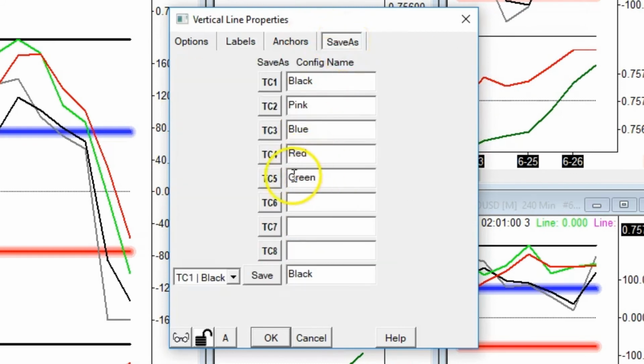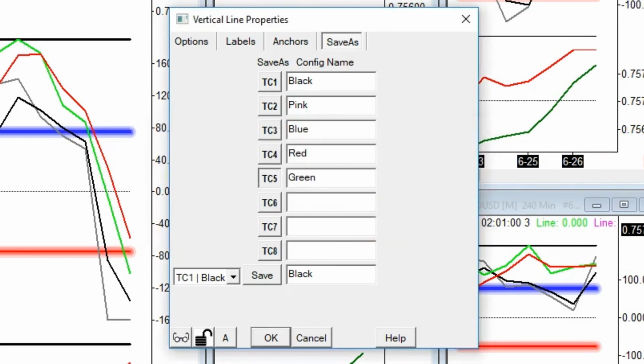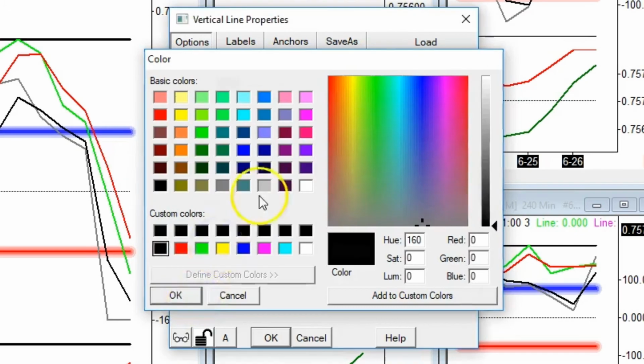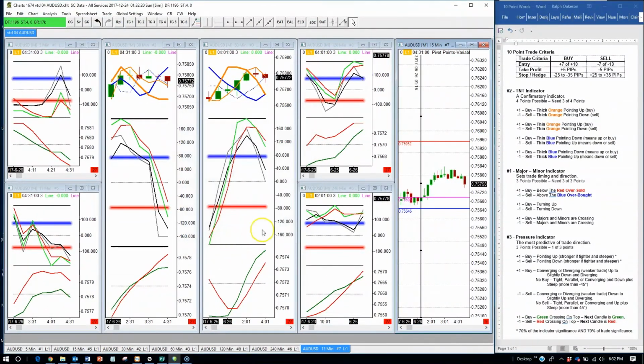Come down here, you type green, and then you have to assign the button. It's green, yes. Now you can see it changed to a darker green. Then you hit OK. So you just do that with all of them. You just come back, turn it to black. Then you can come over here and save it as black and so forth. Don't hit OK until you're done. So you're done. And the same thing with these horizontal lines.